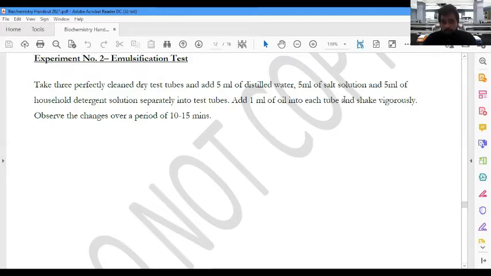Okay, then why did this household detergent solution form a good emulsion? What could be the reason for that? What is contained in the detergent solution, or maybe soap? Yes, sodium hydroxide, KOH.